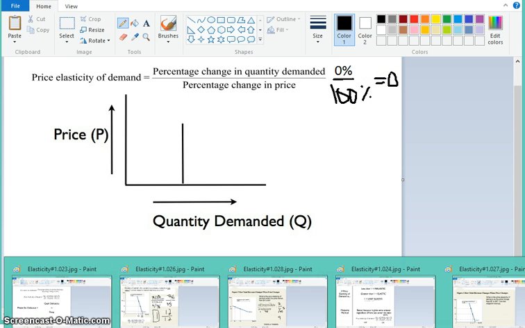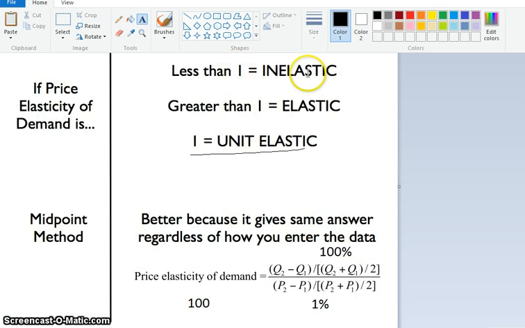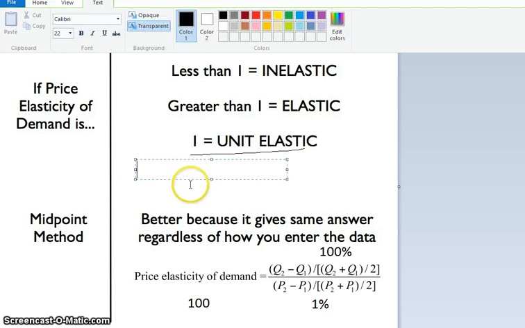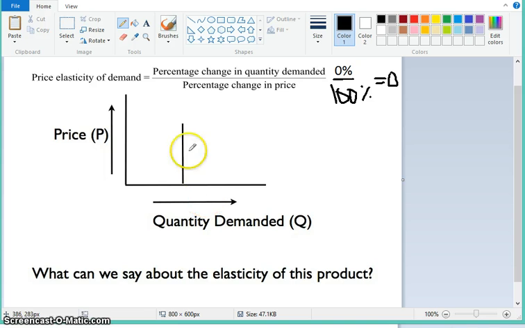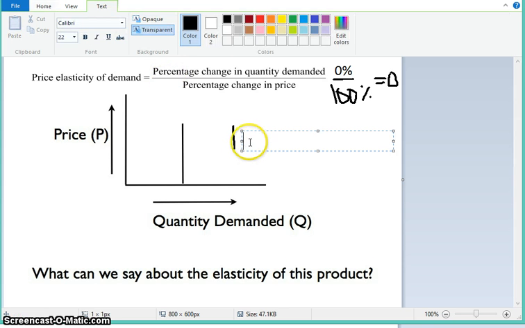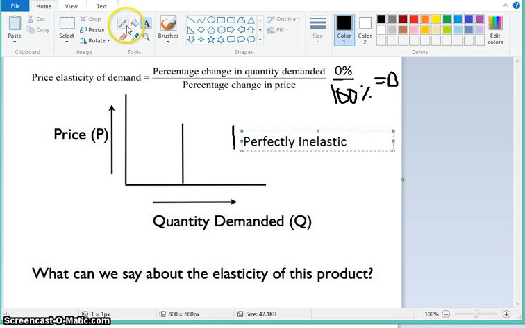Now, go back to your list here. Well, that's less than 1, so it's inelastic, but I'm going to add a rule here. If your price elasticity of demand is 0, that's something that we call perfectly inelastic. All right? Perfectly inelastic. So insulin is pretty close to being perfectly inelastic. And when you see it, it looks like this. I'm going to write it out. This is a picture of perfectly inelastic. Now, anything between 0 and 1 is what they call relatively inelastic.